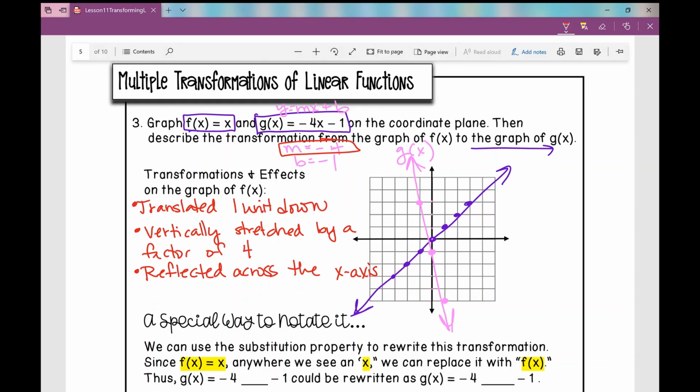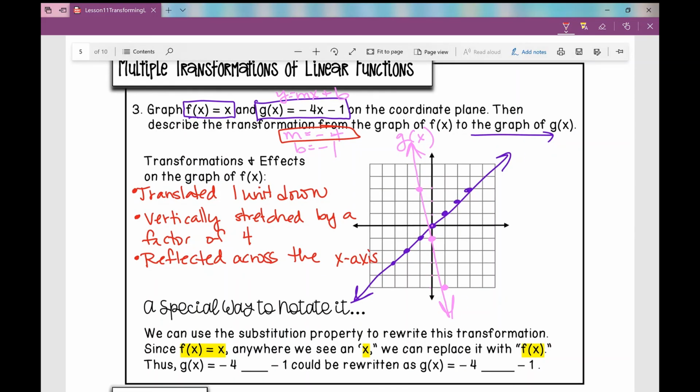Okay, so a special way to notate it. We can use the substitution property to rewrite this transformation. Since f of x equals x, anywhere we see an x, we can replace it with an f of x. You're used to this by now. Thus, g of x equals negative 4 times x minus 1. But since f of x equals x in this case, it could be written as g of x equals negative 4 times f of x minus 1.